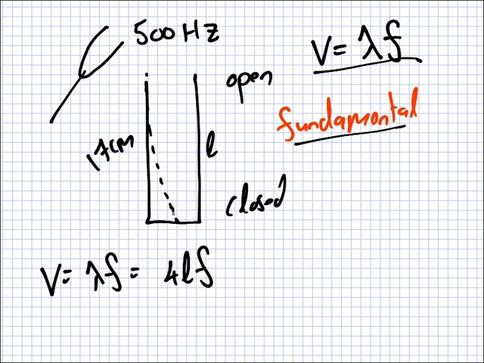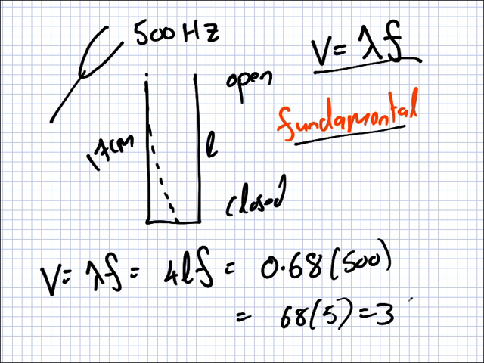0.68 times 500. 500 is 68 times 5. 340. Yeah, 340. Oh, 4? Yeah, it's 4. I just forgot the 0. Yeah. Okay.